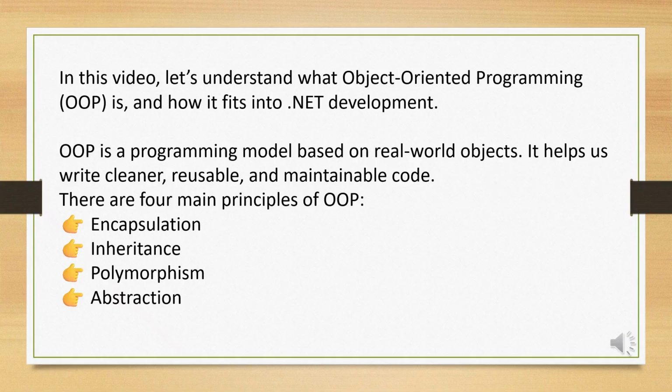In this video, let's understand what OOPS is and how it fits into .NET development. OOPS is a programming model based on real-world objects. It helps us write cleaner, reusable, and maintainable code. There are four main principles or pillars of OOPS: encapsulation, inheritance, polymorphism, abstraction.